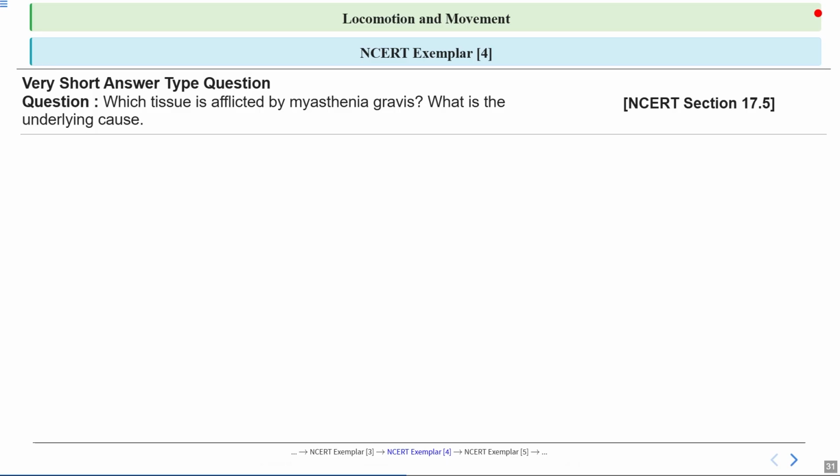Now this is question number 4, and the question is: which tissue is affected by myasthenia gravis? What is the underlying cause? Let's discuss the answer in detail.